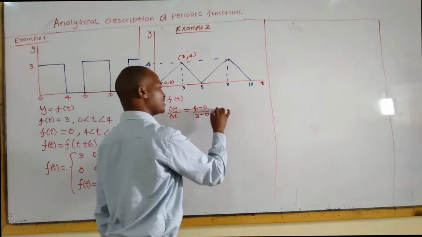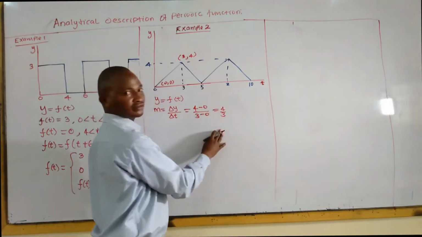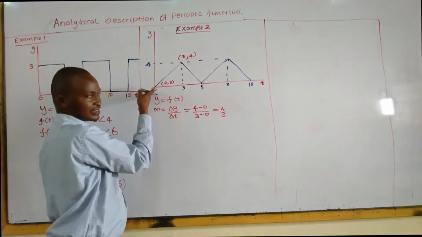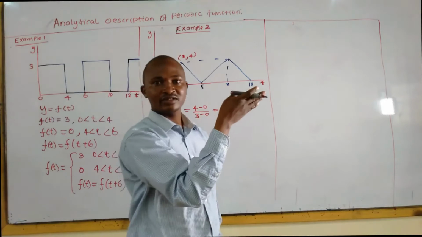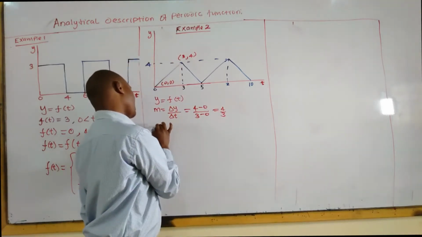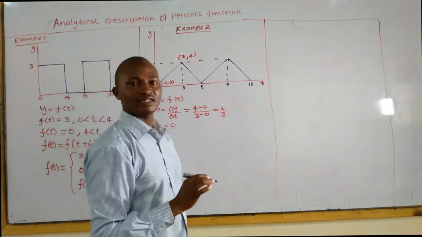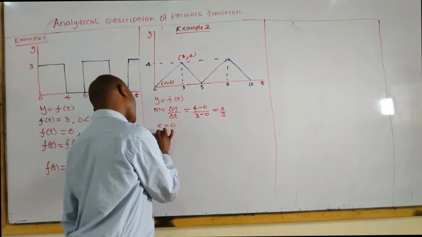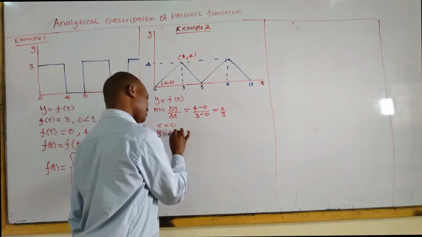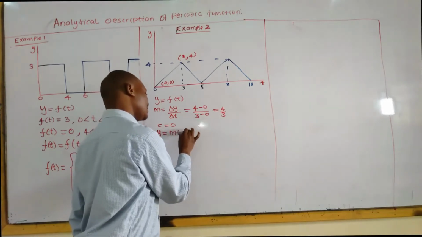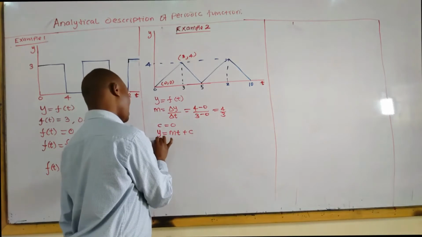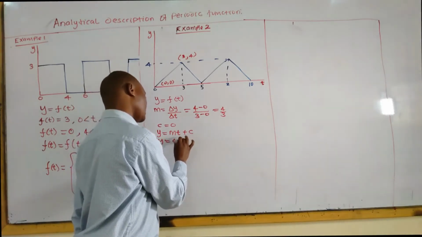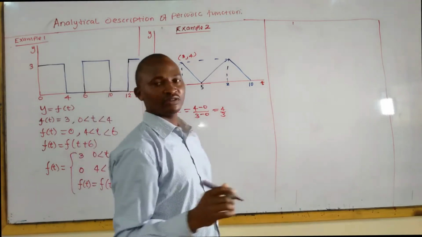We have the gradient is 4 over 3. Look at our straight line, it cuts the y-axis at 0. Therefore, the y-intercept is equal to 0. The equation of a straight line, in this case, is y is equal to m t plus c, which is y is equal to 4 over 3 t. The y-intercept is equal to 0.